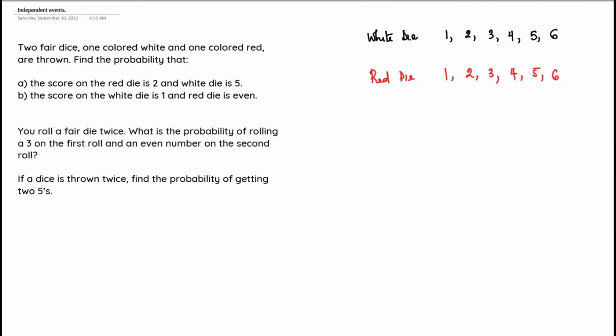So the probability of getting a 2 on the red die is equal to the number of 2s we have on the red die divided by the total number of outcomes in the sample space. As you can see, we have just one 2 on the red die, so that's 1 divided by the total sample space, which is 6. So the probability of having a 2 on the red die is 1/6.